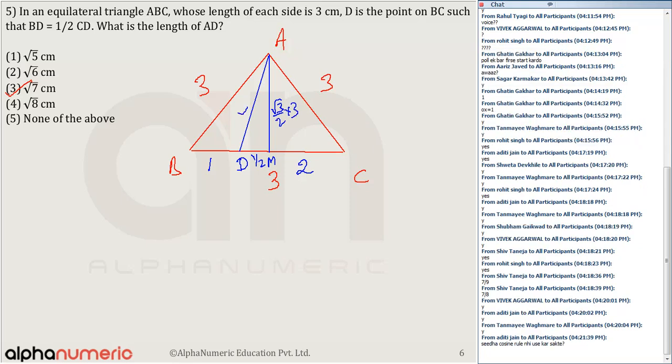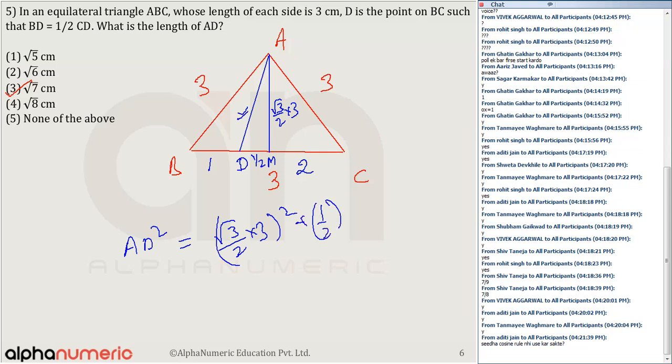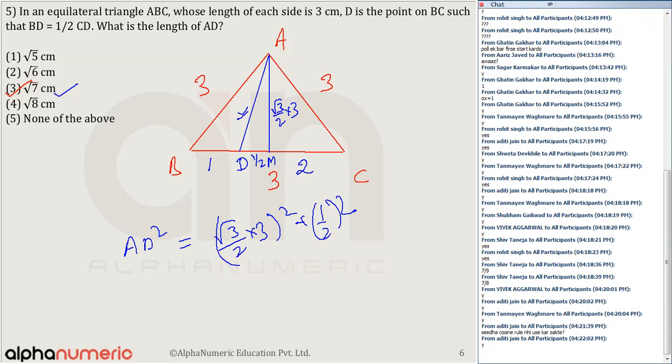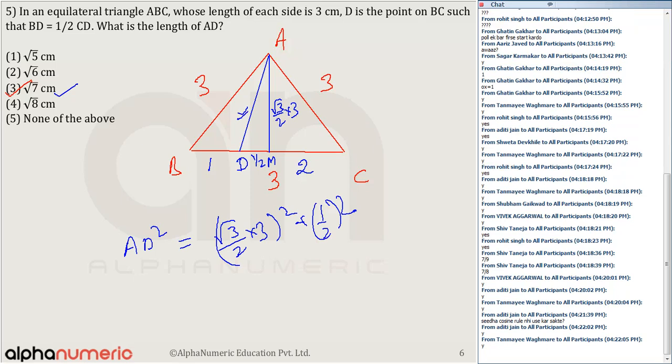And height of AD, so that is right. ठीक है. AD square is equal to root 3/2 into 3 का whole square plus 1/2 का whole square. हाँ बहुत सारे मेथड है. And from there you'll get the answer as root 7. So can I move ahead to the next question? Please tell me yes or no. Okay.